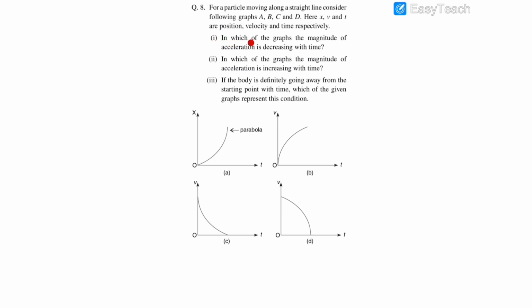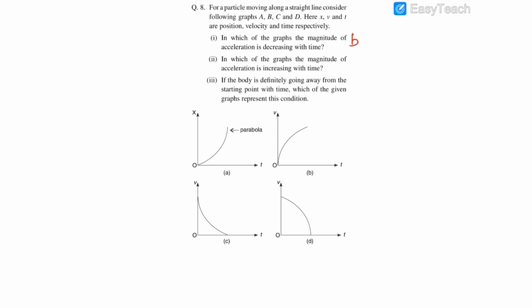written that in which of the following graph the magnitude of acceleration is decreasing with time. You can see that if xt graph is a parabola which is opening in the upward direction, then it is 100% sure that Vt graph would be a straight line going up and acceleration would be a positive constant. So this is not the case for first option. In this you can see that this is a Vt graph and slope of this graph is continuously decreasing. So acceleration, magnitude of acceleration is decreasing with time for graph B.